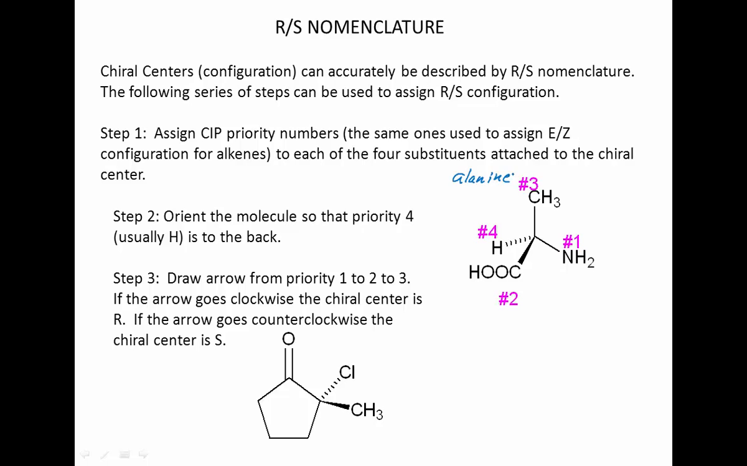Okay, step 2, orient the molecule so that priority 4, which more often than not is a hydrogen, it doesn't have to be, but in more than 90% of the cases it is a hydrogen, is to the back.